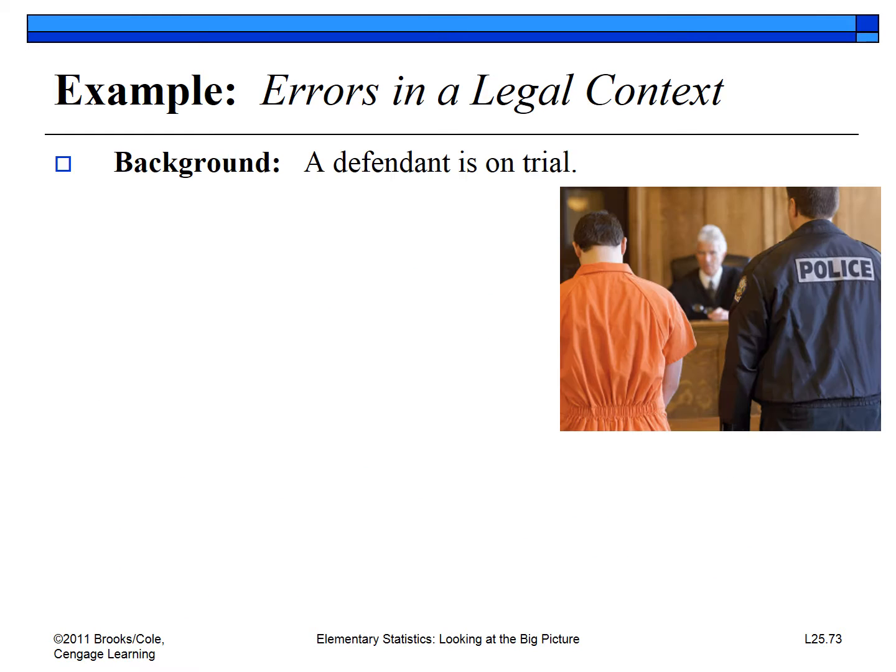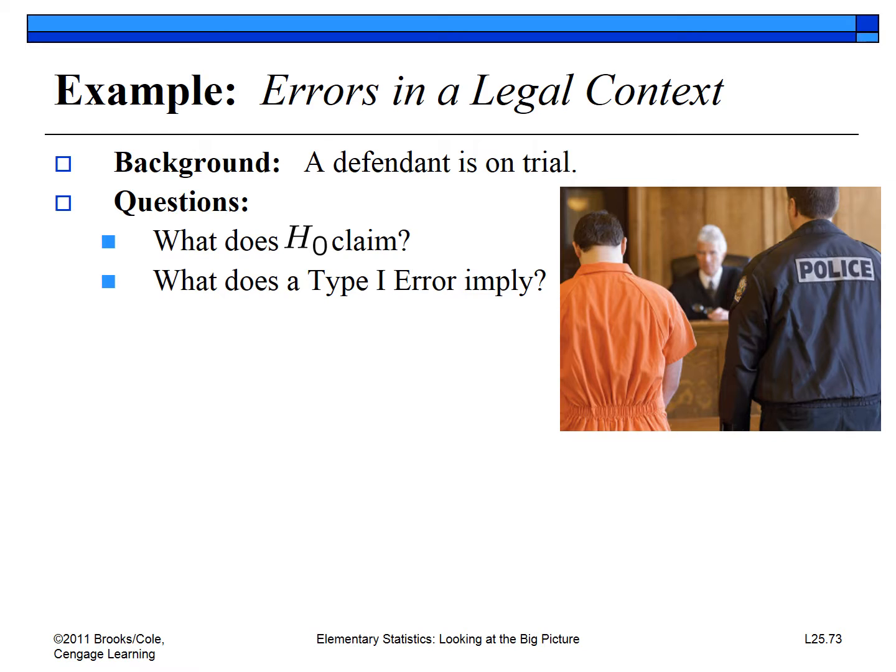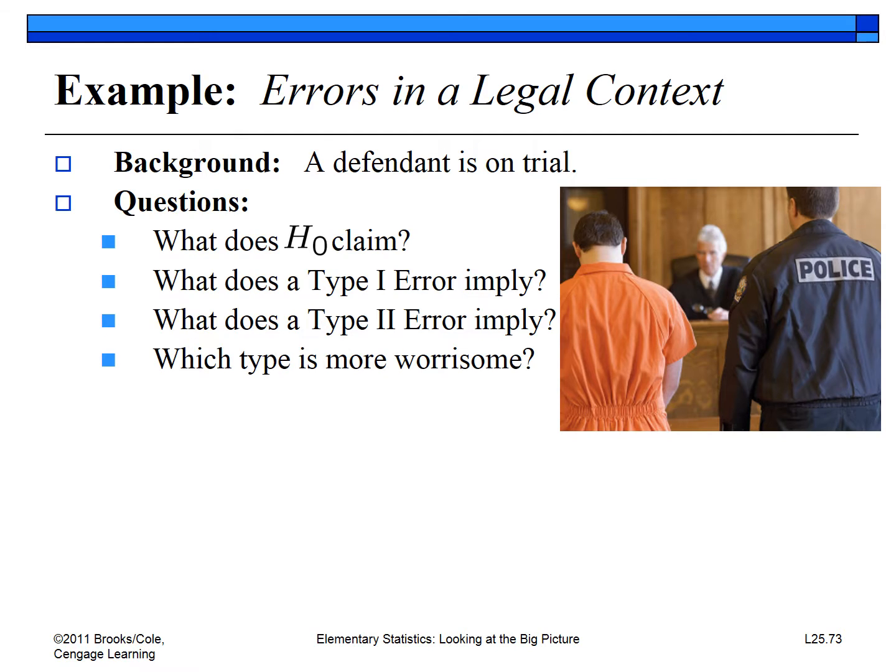Let's look at a legal context. Let's say that someone is on trial for a crime. What's the null hypothesis? What does a type 1 error imply? What does a type 2 error imply? Which one would you be more worried about?